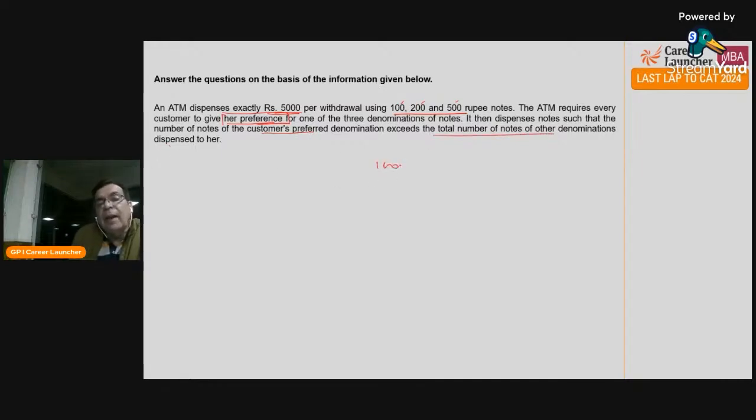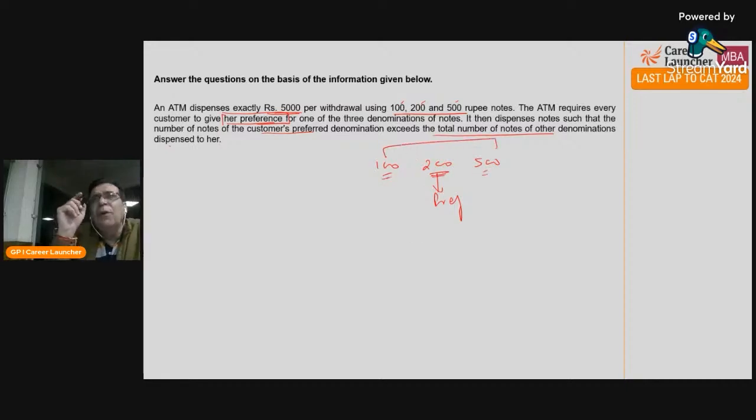So let me say 100, 200 and 500. He's saying if your preferred denomination is 200, then the number of notes of 200 will be greater than the number of notes of 100 plus 500. So that is what it is saying.